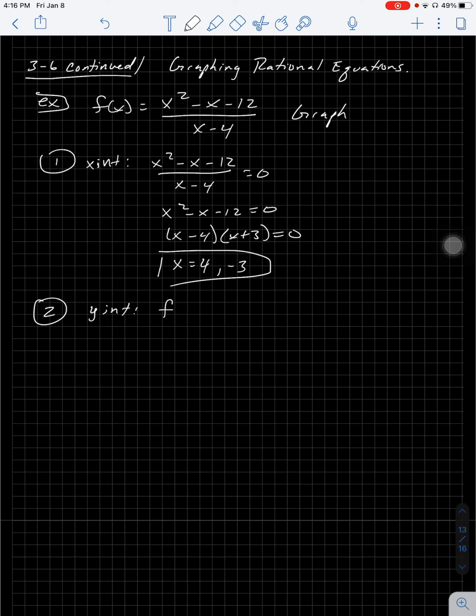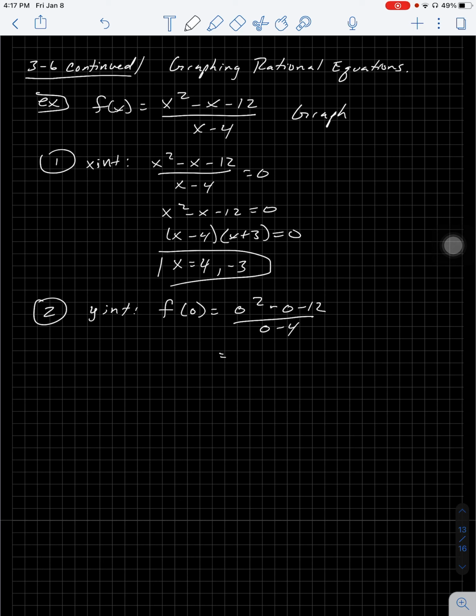Y-intercepts, I'm going to plug in 0 for x. So I get -12 over -4, which is a +3. That's my y-intercept. And then my vertical asymptotes, set the denominator equal to 0. So x equals 4. And here's the first time where we start to think something weird is happening.